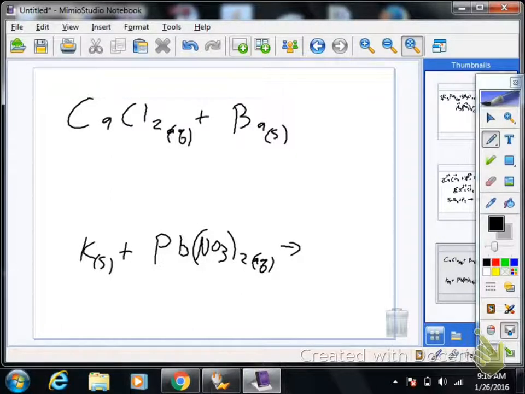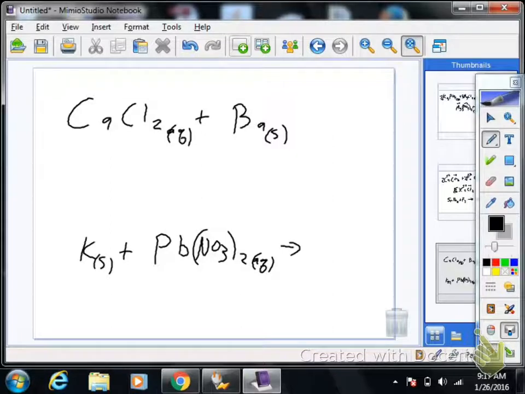And we find the other element that's a metal. So pretty much all metals are on that left side. And you find them and you decide if the one metal is above the metal that's bonded already, then it will replace it. If the metal by itself is below on the list, then it won't replace it. Okay, so is barium above calcium? Okay, so it is. So barium will replace calcium, and calcium will go by itself.